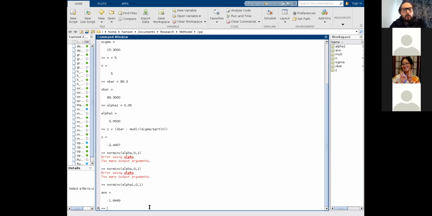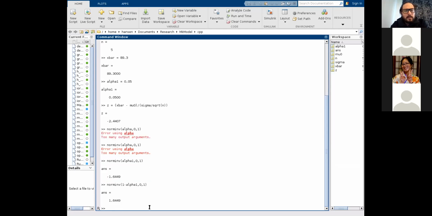So our critical region extends. We are hypothesizing that the rainfall has diminished, and because we're concluding that it's diminished, then we are looking at the lower region here. If you look at the slides, page 188, the critical region will be minus Z alpha and smaller than that. So actually we are taking the norminv of this alpha. If we were to calculate the upper region, it would be 1 minus alpha. So this would be our critical region above this value.